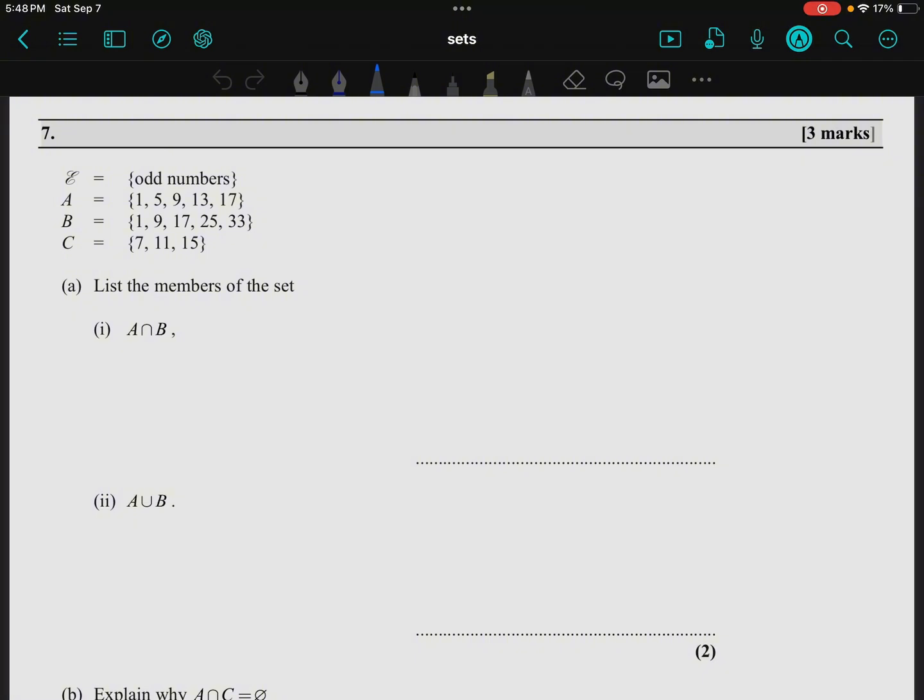So A intersection B, intersection means common to A and B. What are the common elements between A and B? 9 is common and 17 is common and 1 is common. So 1, 9, 17. Then A union B means I will be writing all the elements. First I will write all elements of A, 1, 5, 9, 13, 17, and then we will write the elements of B, 1, 9 and 17 already there, so we will write 25, 33.